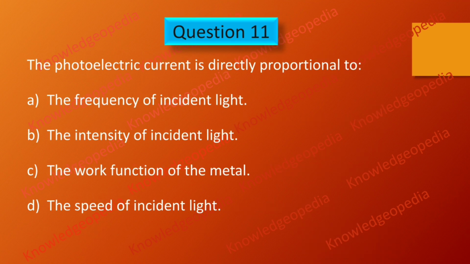The next question, the photoelectric current is directly proportional to the frequency of the incident light, the intensity of incident light, the work function of the metal, and the speed of incident light. Always the current depends on the number of the electrons flowing through, right? And in one of the previous questions, we have already discussed that if we are increasing the intensity, then the number of electrons emitted will increase. Okay, and if the number of electrons emitted are increasing, that will increase the photoelectric current. So here the correct option is option B, that is the intensity of incident light.